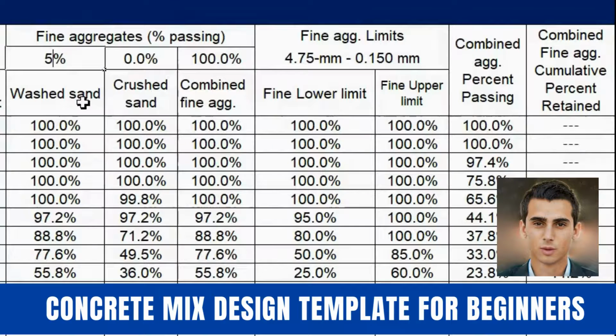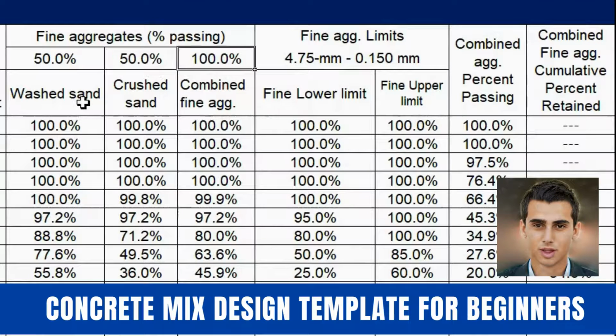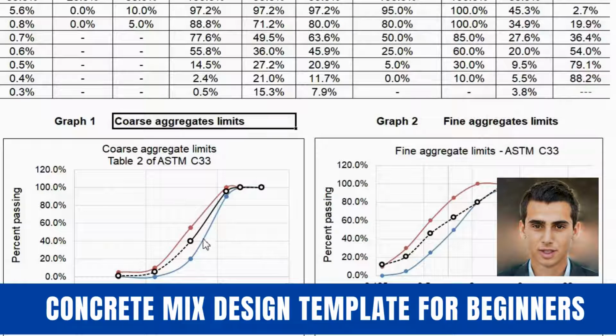standards. With this template, you can effortlessly blend up to 5 aggregate sizes, all conforming to the rigorous ASTM C33 standards. No more guesswork. Our template utilizes the absolute volume method for material proportioning, ensuring accurate and consistent results every time. But that's not all.